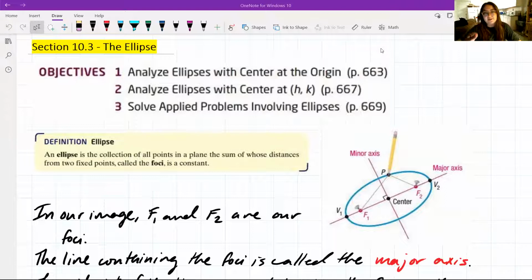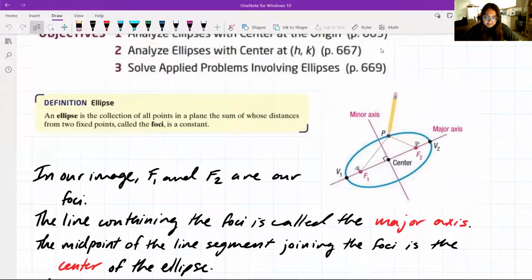So the plural version of ellipse is ellipses. I think I accidentally used the singular version, ellipse, with that first objective, but it is ellipses versus ellipse. So, all right, the definition of the ellipse is that an ellipse is the collection of all points in a plane, the sum of whose distances from two fixed points called the foci is a constant.